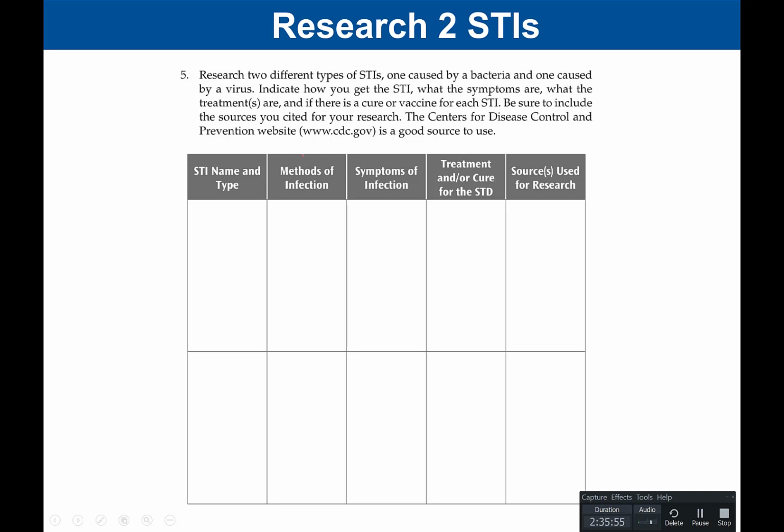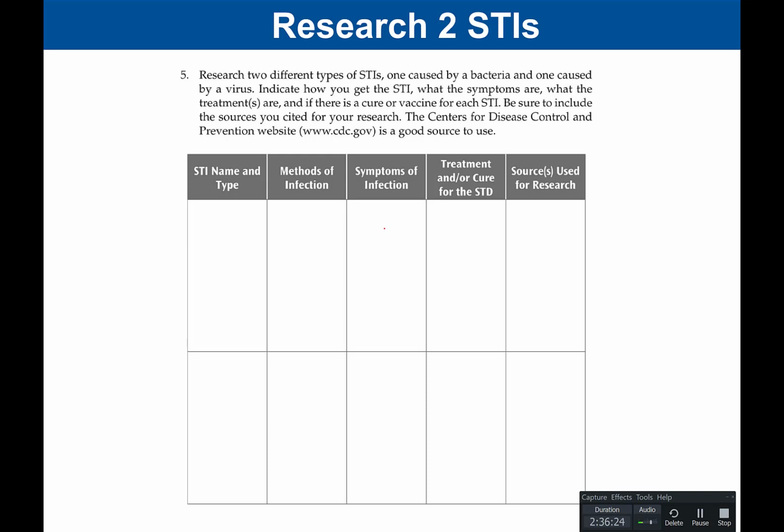So notice it has a column for method of infection. Do not just tell me sex. Be specific. What types of sexual contact can transmit the disease? Because it might not always be the same. What are the symptoms? Again, don't just say that there are no symptoms. They might have some people be asymptomatic, but other people will have symptoms. And what might those symptoms look like?